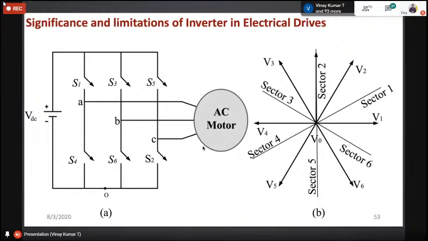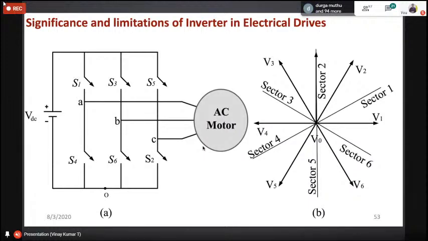What are the limitations of the inverter? Why is an inverter required for AC drives or special drives? Special machines also, without taking an inverter, we cannot get starting torque, right? What are the significance and limitations of inverter? Without taking inverter, we cannot change the characteristics of the machine. If you want to change the machine characteristics based on the load requirement, you have to take an inverter.